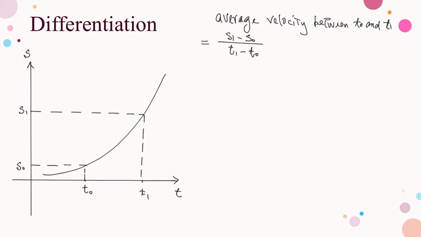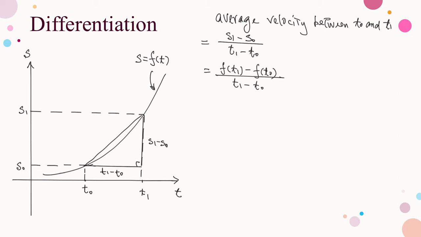If the function for the displacement is given by s equals f of t, the average velocity is given by f of t1 minus f of t0 over t1 minus t0. Let us look at the geometric meaning of this fraction. In this right-angled triangle, opposite side over adjacent side gives the tangent of this angle, that is, the slope of line PQ.